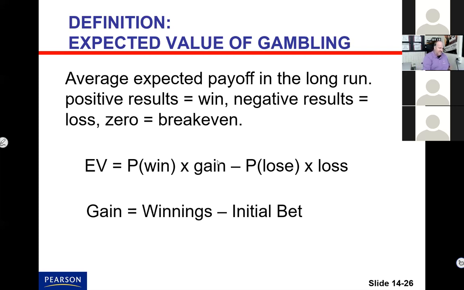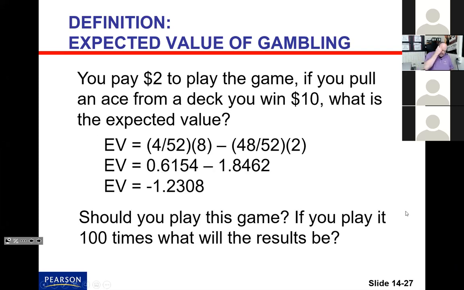Let's do an example. It's easier if you actually see an example. You're going to play a game from a deck of cards. You pay your $2, and if you pull an ace from the deck, doesn't matter which ace because there are 4 of them, you'll win. So what's the probability of an ace? What's the probability of winning?